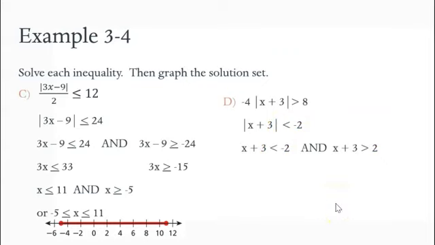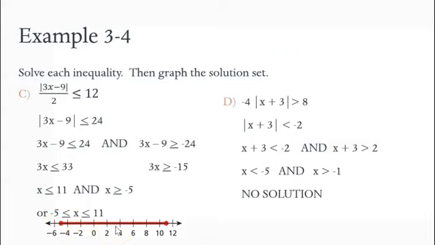Now I'm going to get x alone in both of these by subtracting 3. And then I'm going to graph it. I got x is less than negative 5 and x is greater than negative 1. Now I want to graph it. X is less than negative 5 on the number line would go to the left. X is greater than negative 1 would start here and go to the right.